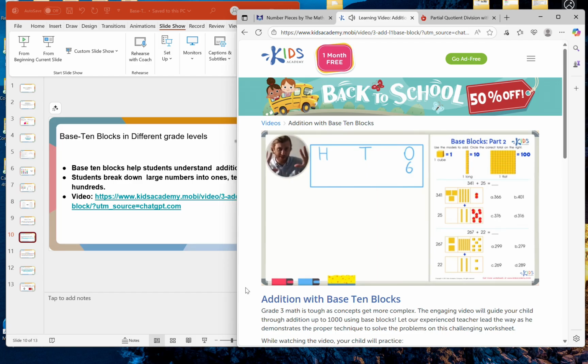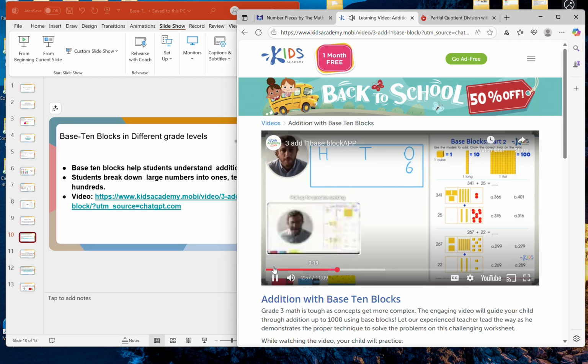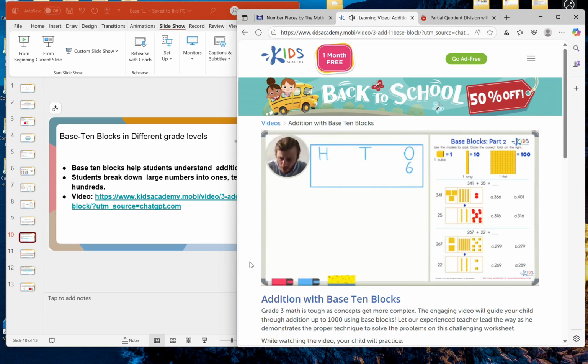Let's do the same thing for the tens. Let's just count them as one long each. And let's see how many there are. In the number 341, there are 1, 2, 3, 4 tens. In the number 25, there are 1, 2 tens.